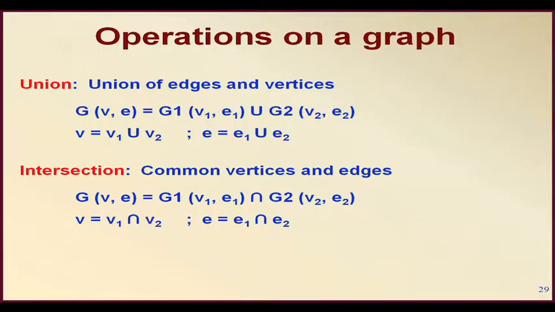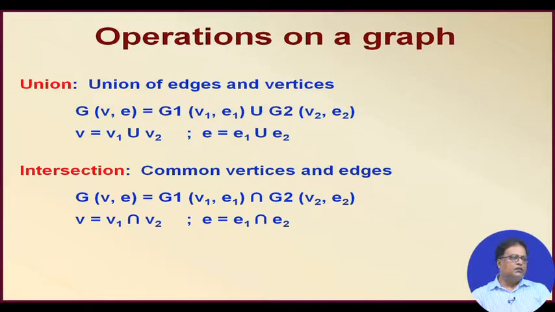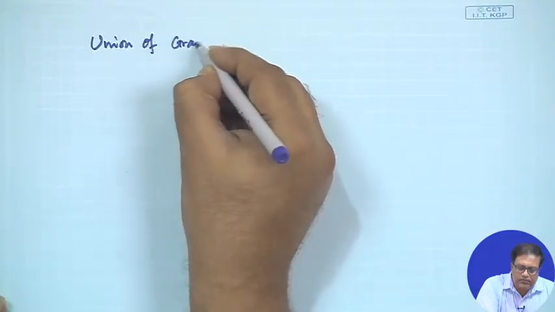So, to begin with the operations, when we talk about graph theory, there are several operations that we can do on a graph. The very first two operations are the usual ones, the union and intersection operation. Supposing we have two graphs and there is maybe some common portion, then what is the union? The union of graphs.